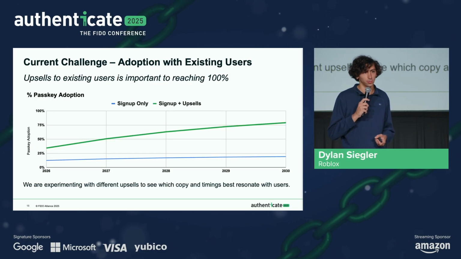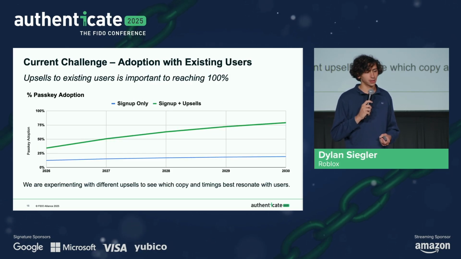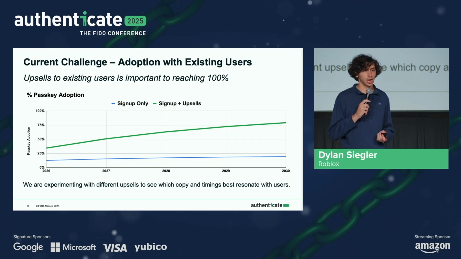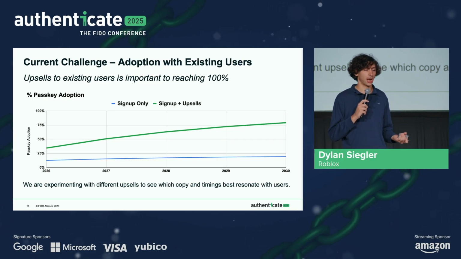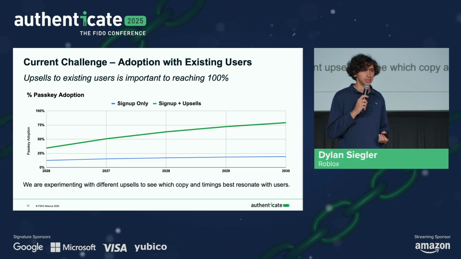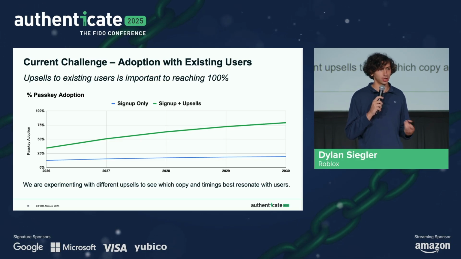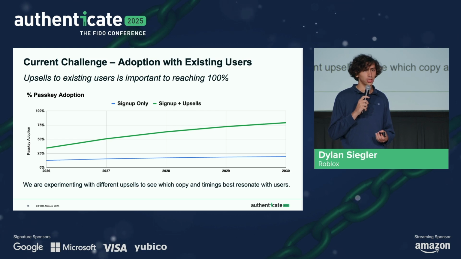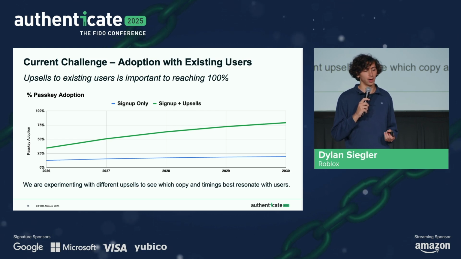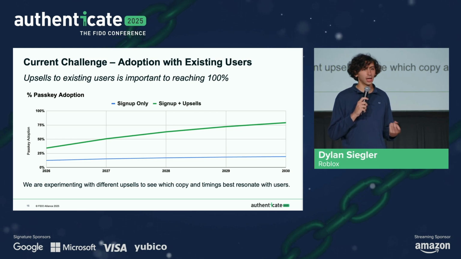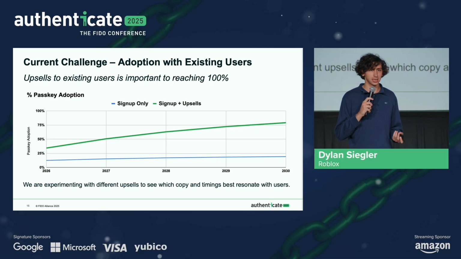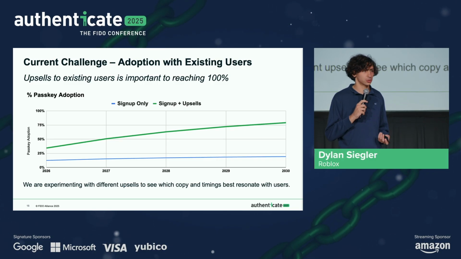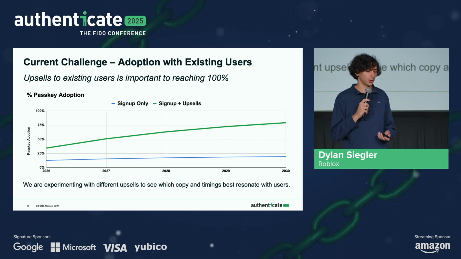Now I want to talk a little bit about some of our ongoing work. So this is a chart that I made at the beginning of this year to understand our path towards our goal of 100% passwordless. The blue line is if we did nothing and we kept the current approach of settings and sign-up surfaces for passkeys. We would pretty quickly reach a ceiling of adoption here. The green line was modeling out if we upsell passkeys to existing users. And so ultimately, it became clear that this is what we had to pursue. And that's what we've been working on this year.